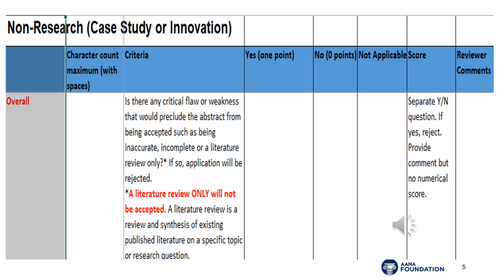This is the scoring rubric for non-research, case study, or innovation projects. It begins with an overall section. And here we're looking to see whether there is any critical flaw or weakness that would preclude the abstract from being accepted. Some examples would be that the abstract was inaccurate, was incomplete, or was only a literature review. Please note that a literature review only will not be accepted, and there's a definition provided here as well as in the guidelines. The overall section is not scored. It's a separate yes or no question. If the reviewer answers yes, we ask that they provide a comment, and the abstract would be rejected.